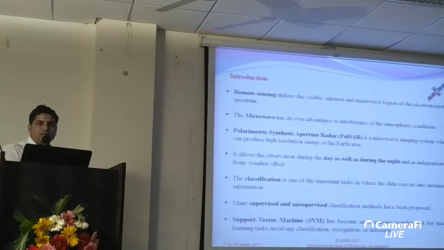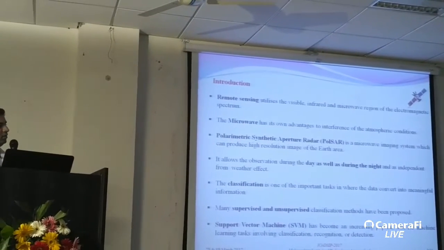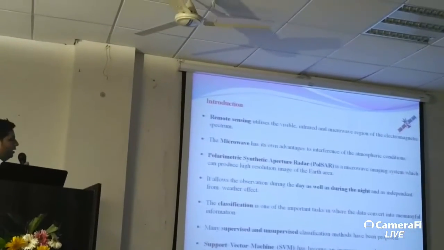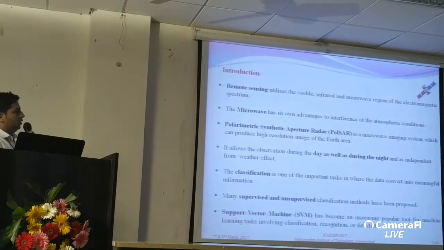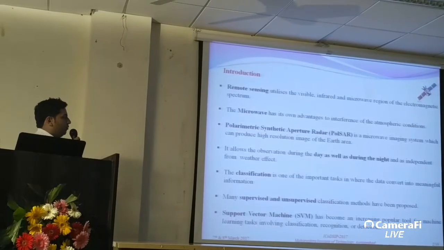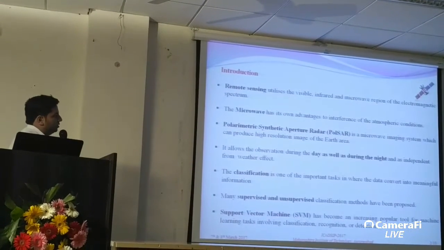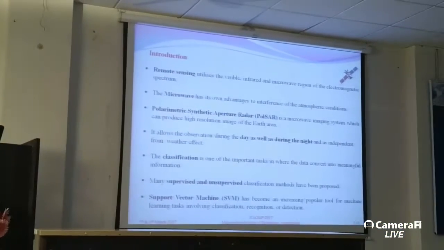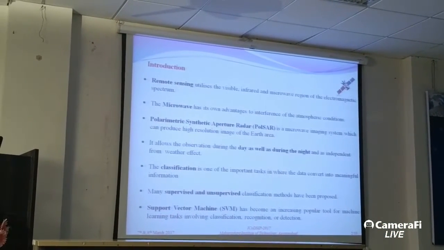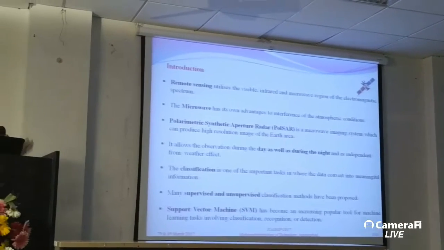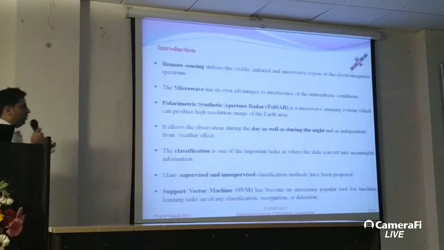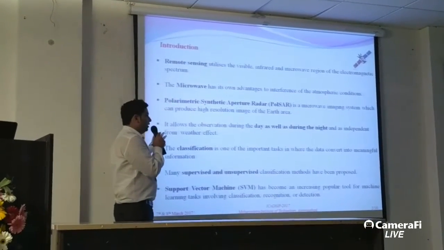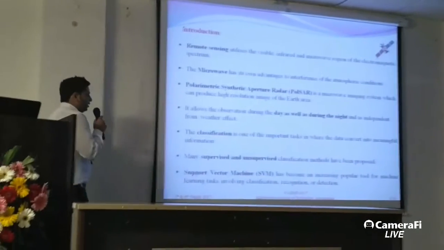As you know, in the introduction, I explained this. In remote sensing, a variety of ranges are there, like visible, infrared, and microwave. From the overall ranges, microwave has its own advantages with respect to interference and atmospheric conditions. Particularly, I use polarimetric synthetic aperture radar, shortly called PolSAR image. This is microwave imaging. One advantage of PolSAR images is that these are high resolution images which can capture the area of Earth.